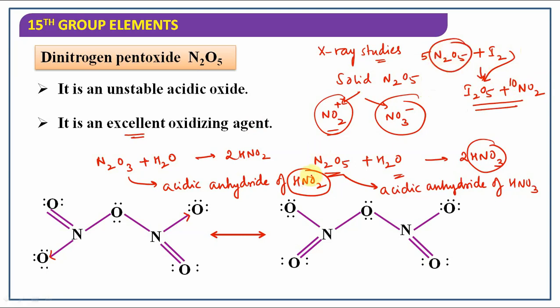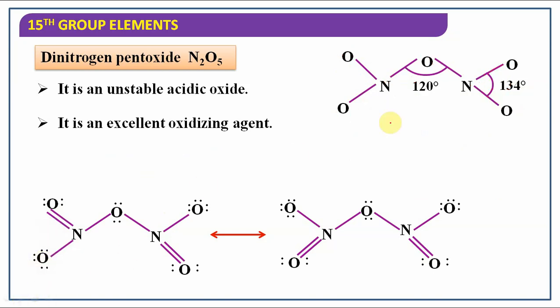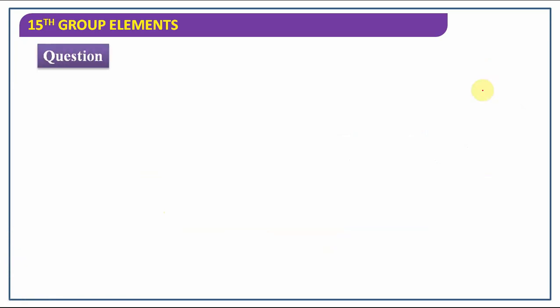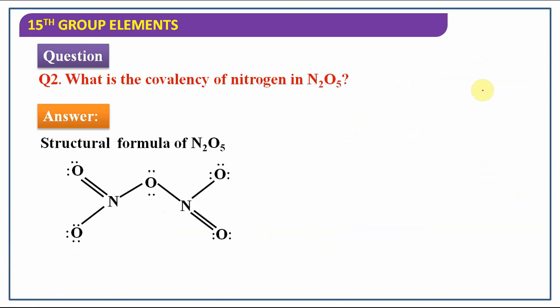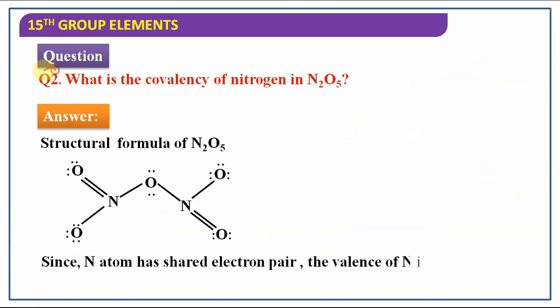These are all oxides of nitrogen, and bond angle and other aspects you can check here. 120 degree and here around 134 degree. There is a question. What is the covalency of nitrogen in N2O5? Very frequently they ask this question in CET or NEET. Nitrogen generally can form 3 bonds. Generally it cannot expand, but the nitrogen atom has a shared electron pair, so the covalency can be given as 4. Means 1, 2, 3, 4. One bond here is formed with oxygen, it has donated its lone pair, hence covalency can be taken as 4. Understood? Don't write it as 5.